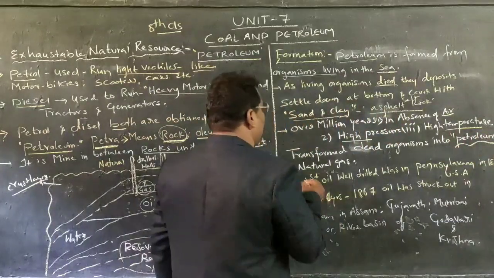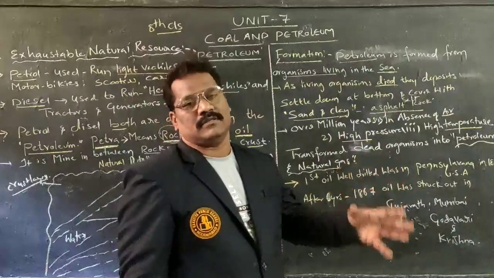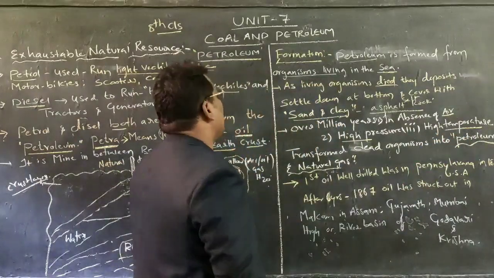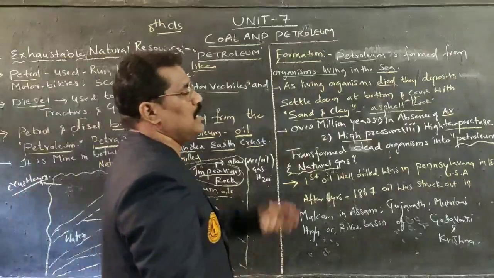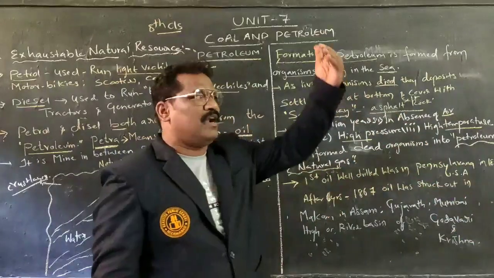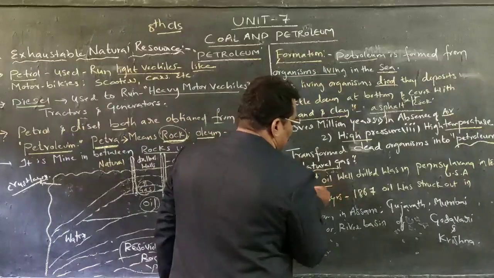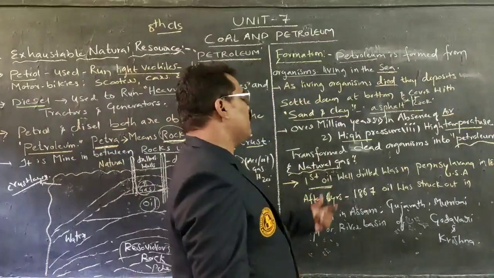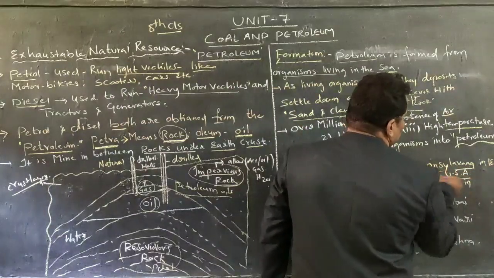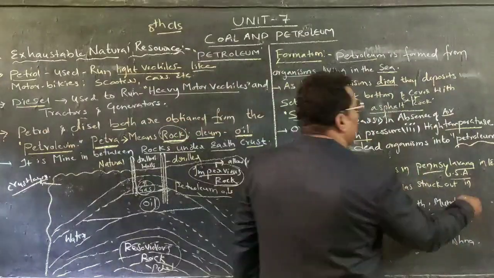That fossil fuel is nothing but what? Consisting of petroleum as well as natural gas. From this petroleum, we can extract all different types of products. In the refining of petroleum, we will discuss by means of the fractional distillation process how many products can be taken out. First, in the world, the first well drilled was in what? Pennsylvania in USA.